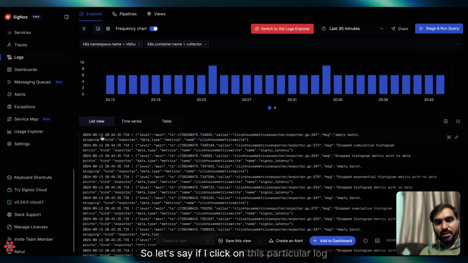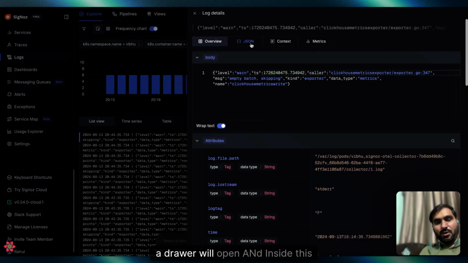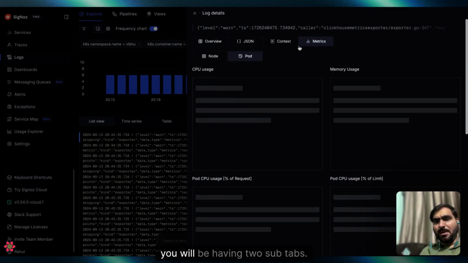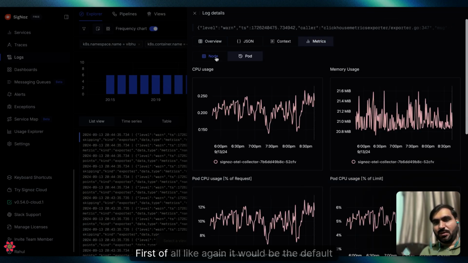Let's say I click on this particular log line, a drawer will open, and inside this, we have created a new tab called metrics. If you click on this, you will have two sub tabs. The default sub tab is pod, and the other is node. So let's discuss again, what is a pod? As we know, a pod is the smallest unit in Kubernetes, which wraps your containers, and a pod can have one or more containers.